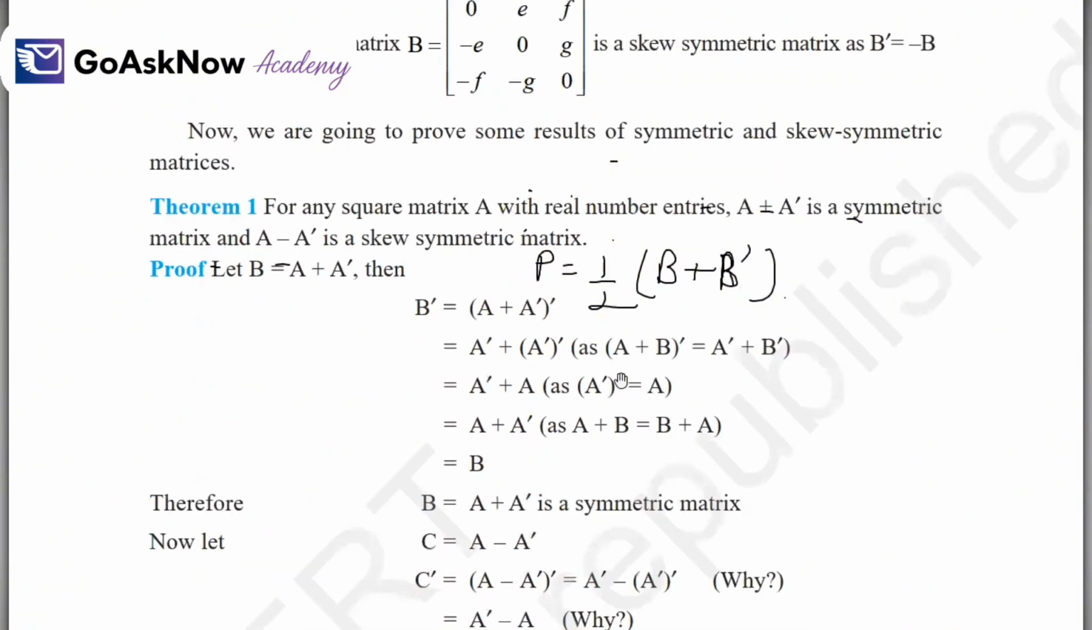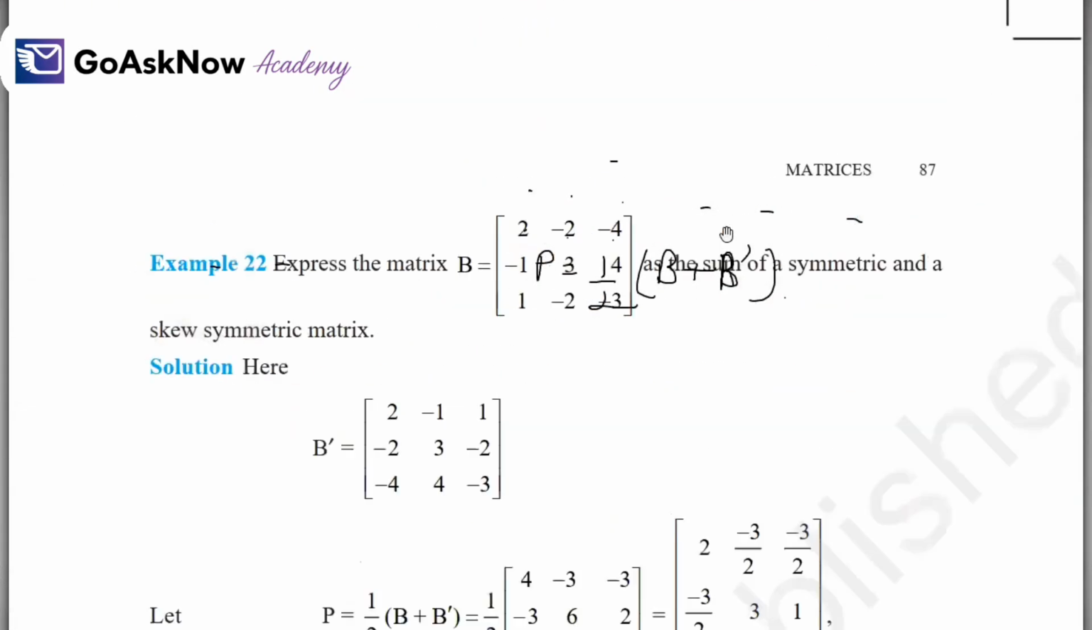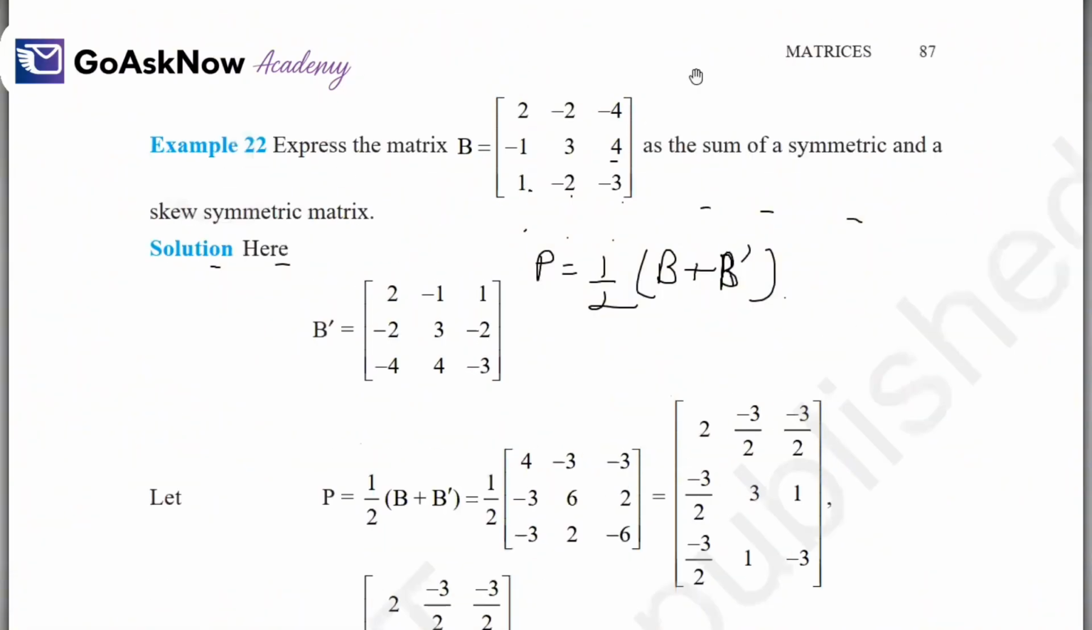So transpose is what? We have to interchange the row and column elements in the given matrix. So we will do that operation here, and find half of B plus B dash. So B dash is already written here, like this. Here you can see that 2, -1, 1 is written like this. Then -2, 3, 2 is written like -2, 3, -2. And -4, 4, -3 is written like -4, 4, -3.